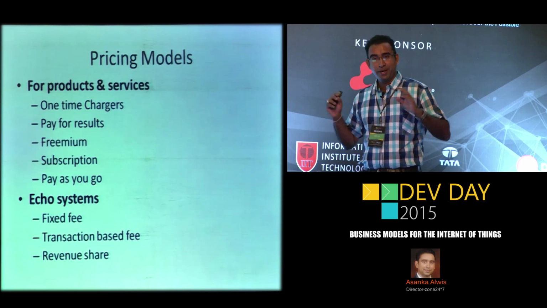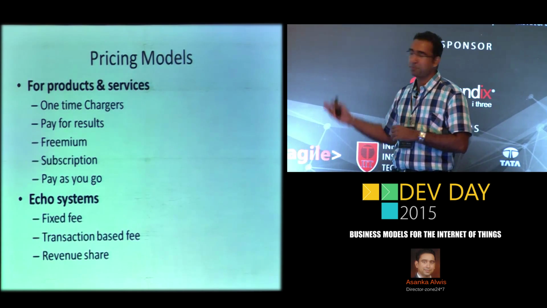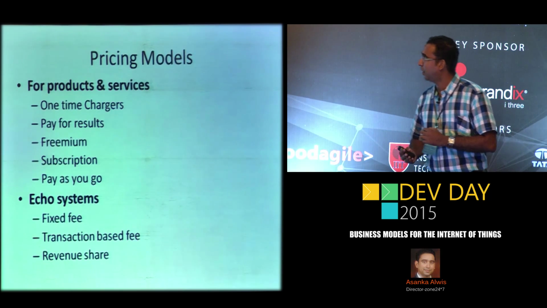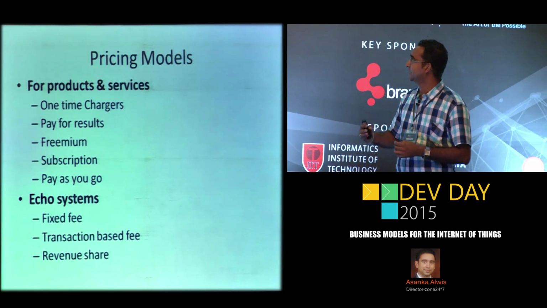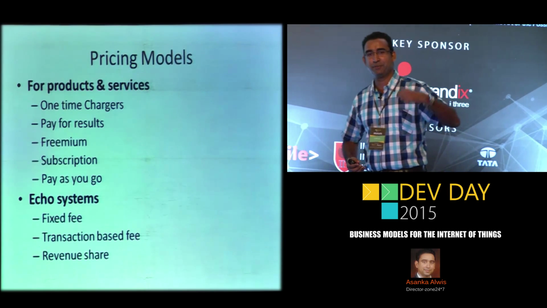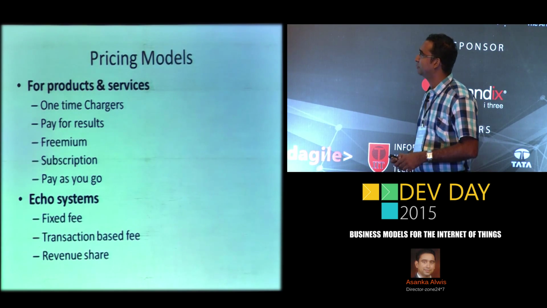Now, once you have done that, then this part is really easy, because now you have the models. Now this is all about how you could make money. You could either sell as a one-time charge, or you can pay for the results, like for each weather prediction, you can charge an amount.